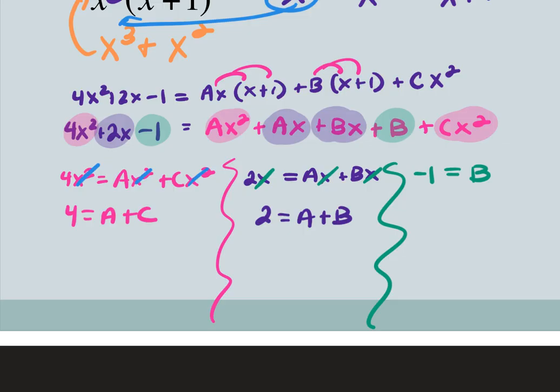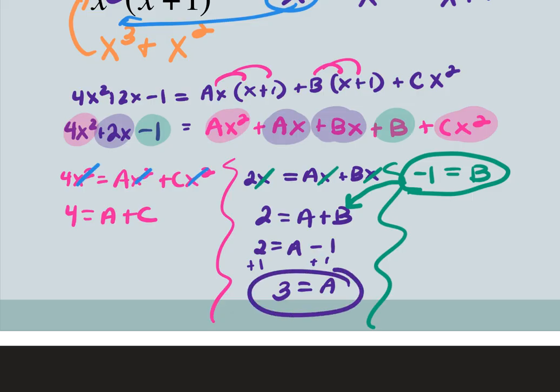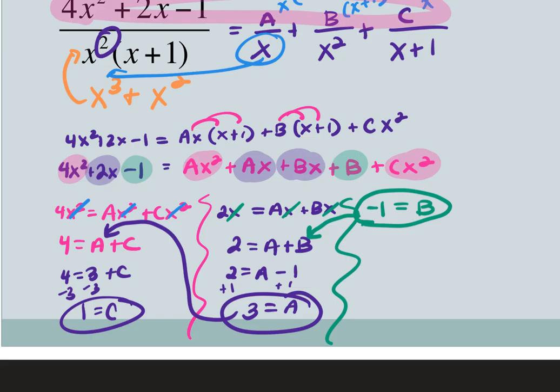Here's your triangle system. I already know b is -1. So now I can take that and plug it into the one that just has a and b. And I get 2 equals a minus 1. Add the 1, and a is 3. Now I have the a. And the first one just has a and c, so I can take the a and plug it in. 4 equals 3 plus c. Subtract the 3, and c is 1. And now I've got all 3 of the constants.